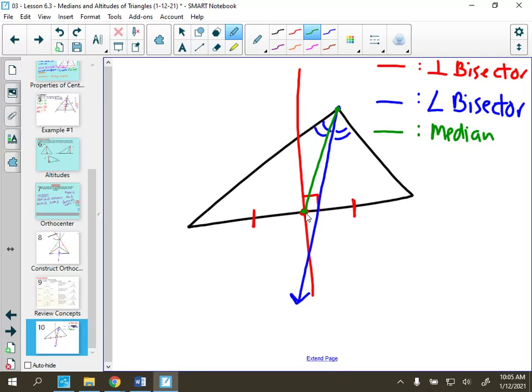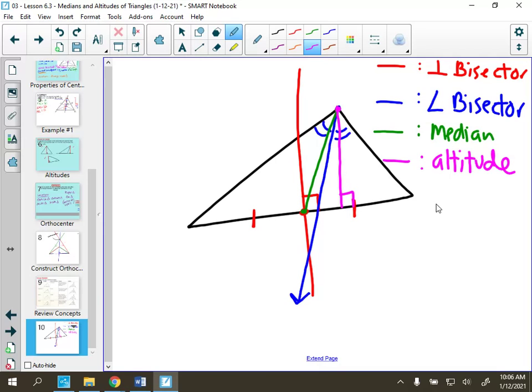They're all different. And then lastly, let's go with hot pink here. If we wanted to draw an altitude, I still start with my pen on the vertex. So 3 of the 4 start with your pen on the vertex. Pen on the vertex, split the angle: blue, angle bisector. Pen on the vertex for median, get to the midpoint. For altitude, I'm going to do the same thing: pen on the vertex, but now I'm going to hit the side perpendicular.